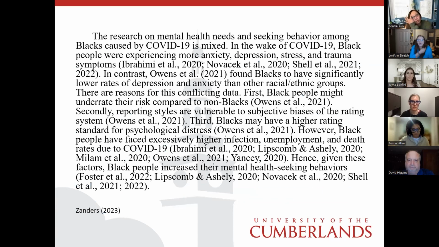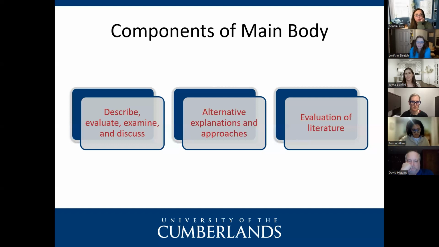So this is an example, again, from Crystal Zanders, where she went through and presented her ideas. And you see Owens a lot in here, but that's not the only source, right? Do you see that? She's got a lot of serial citations, and she's identified, okay, first, Black people might underrate their risk. Second, reporting styles are vulnerable to subjective bias. Third, so she's identifying these key ideas that are in the literature, and she's also showing that these ideas have crossed multiple sources.